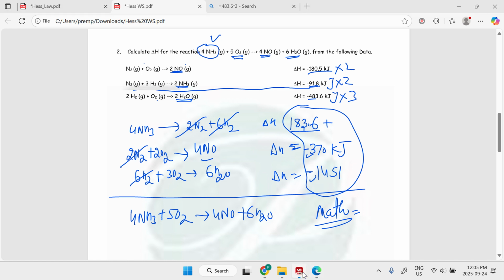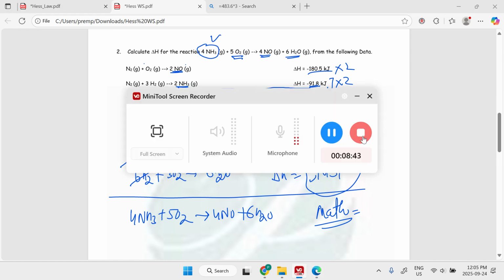Okay, and I think this is good for today, so we'll look into the last part of this unit, that's about rate of reaction. Thank you.